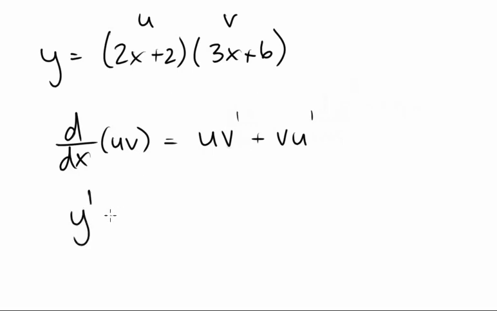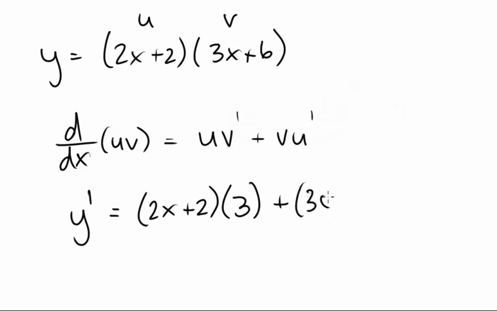So we're going to find y prime, and we're just going to put u as it is. So 2x plus 2, and it's a good idea to put them in parentheses, times the derivative of v. And so we're going to use the sum rule. The derivative of 3x is just 3, and the derivative of 6 is 0. So we're left with that. And we're going to add v. So that's 3x plus 6 times the derivative of the first, so that will be 2.